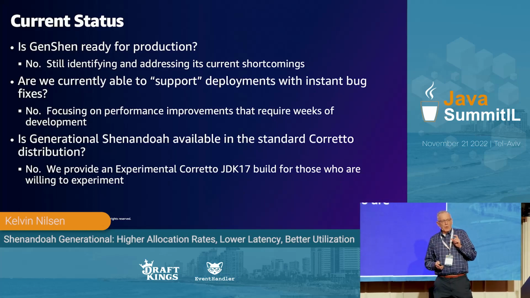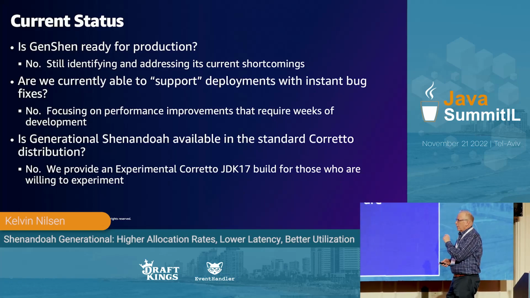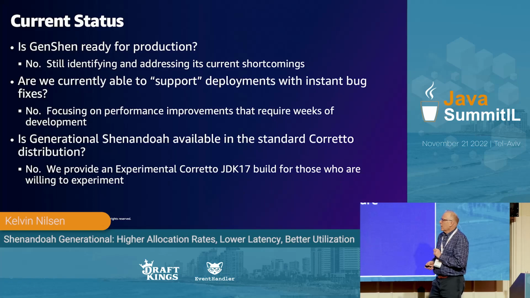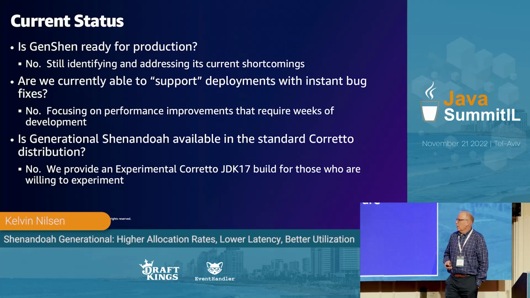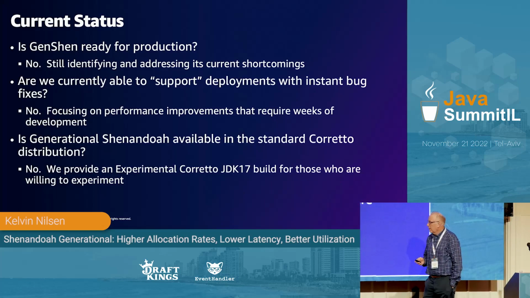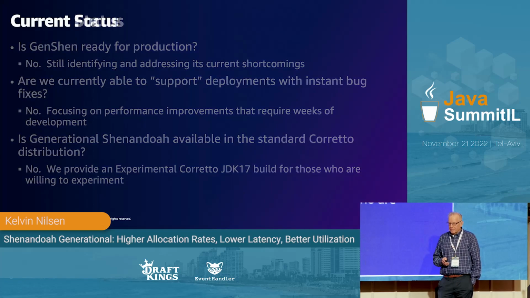As I mentioned, I'm part of the Corretto team. Generational Shenandoah is not available in Corretto yet, but we are providing experimental builds of Corretto JDK 17. So it's not the standard Corretto distribution, but you can follow a link. I'll give you that link in my slides, and you can experiment with that experimental build.